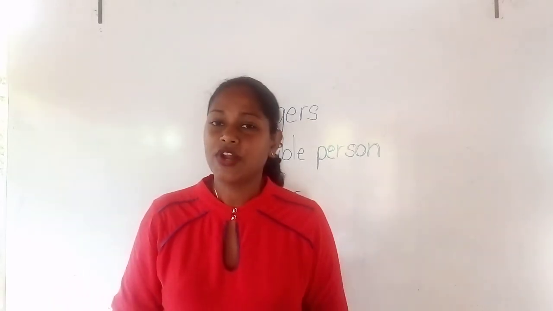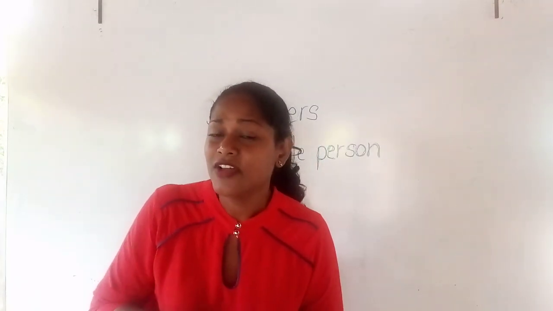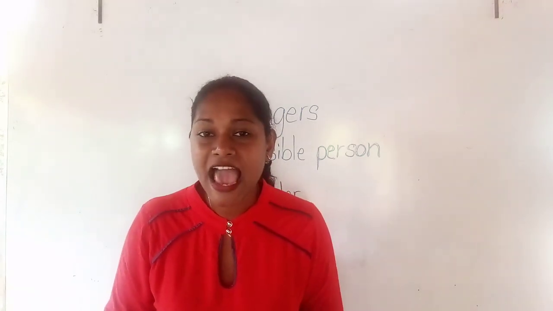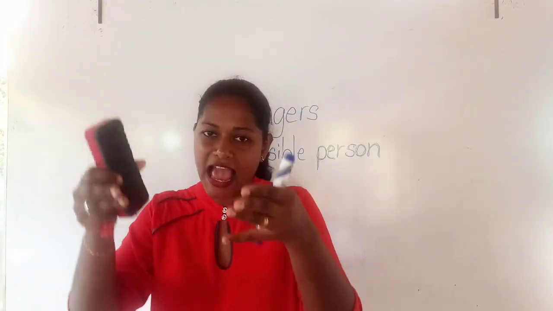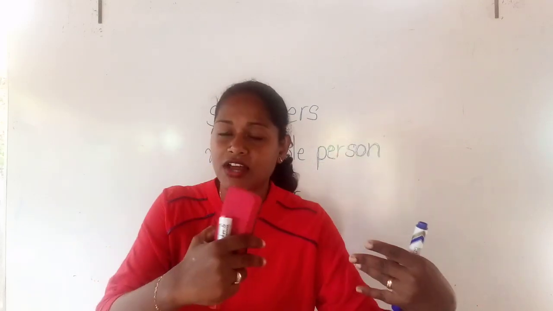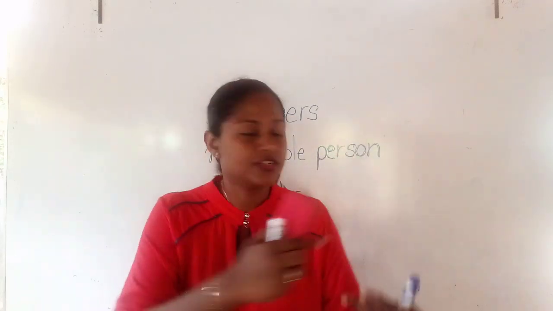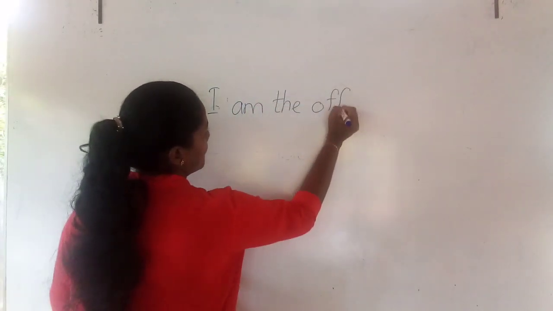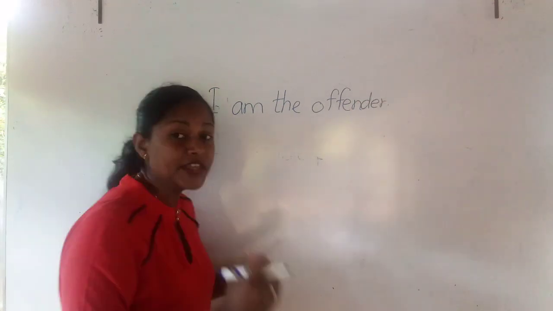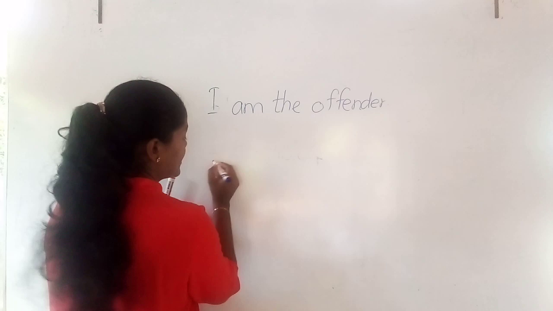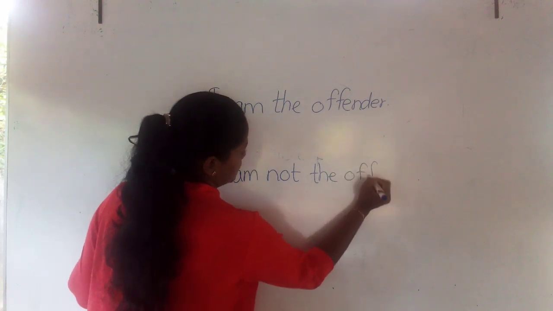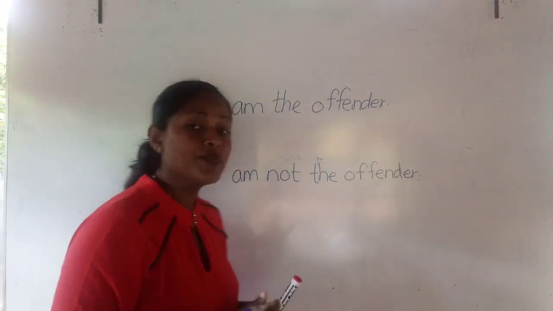Mama thamai waradakaru. Right, then let's revise the other lesson. Then I say, I am not the offender. Now how do you tell it? I am not. To mean the negative one we put not after am, we say am not. So we write it. Mama varadakaru. I am the offender, right? Mama varadakaru nove. I am not the offender.